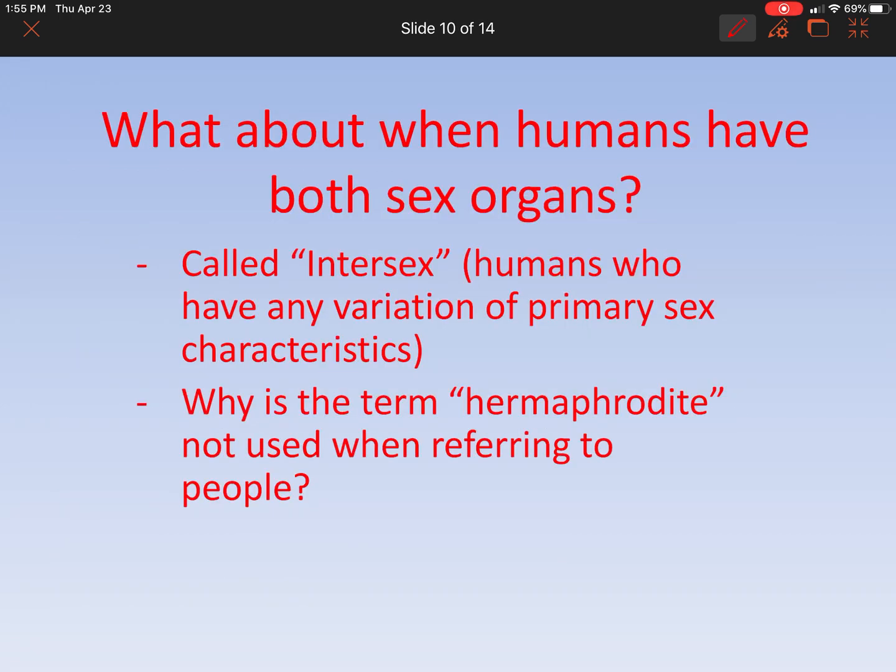Now, what happens when humans have both sex organs? So this can actually happen where a human baby would be born with any variation of primary sex characteristics. So when that happens, we call them intersex. So we don't call people hermaphrodite when that happens, even though they do have both the sex organs. So I wanted you to think of, why would you think we would not call people hermaphrodites? Yeah, it's basically, no human wants to be compared to an earthworm. And it's not quite the same thing. Biologically, it's different. So just be aware that people who are intersex exist. It's within the population. So just be aware of that and use proper and appropriate language when dealing with that.